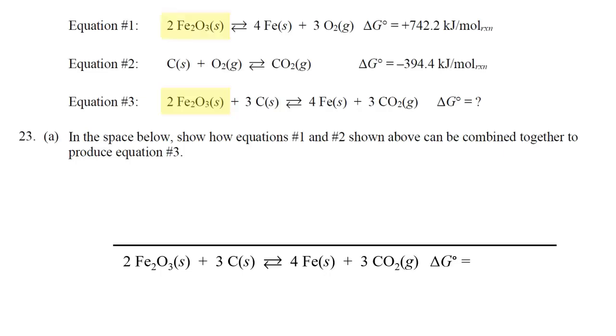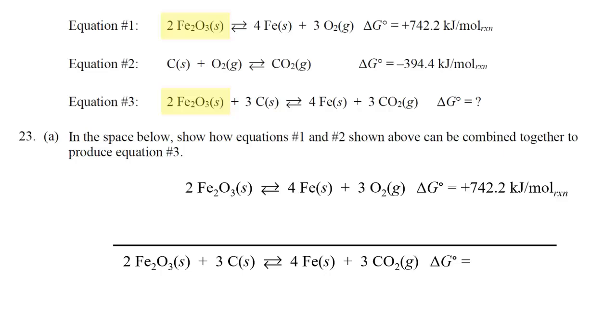Now in equation number 1, I also see 2 moles of Fe2O3 solid on the left, which means I don't have to do anything to modify equation number 1. I can simply rewrite that equation exactly as is. So the delta G is positive 742.2 kilojoules per mole of reaction. Now equation 1 with a positive delta G is not thermodynamically favored to occur. But maybe if I combine equation number 1 with equation number 2 in a certain way, I can get an overall chemical reaction that is thermodynamically favorable with a negative delta G.